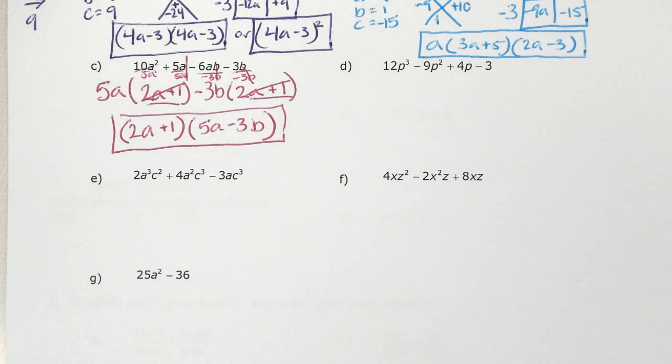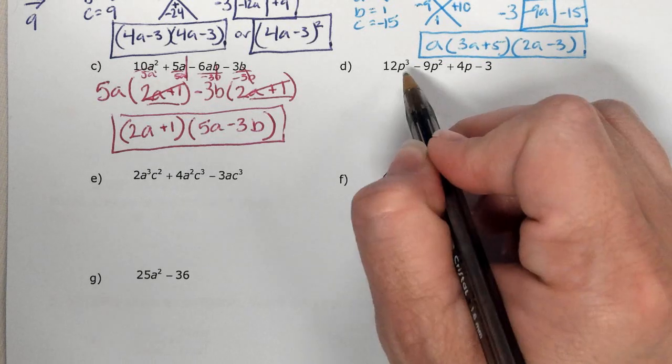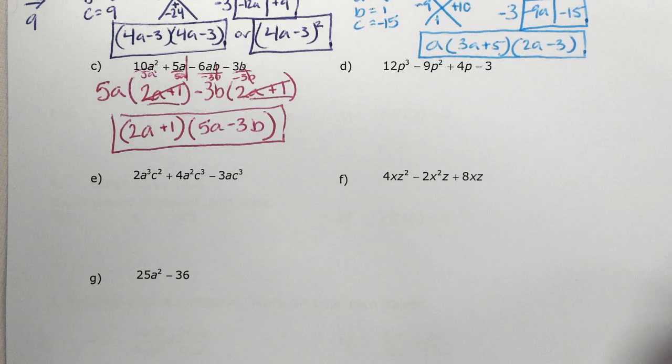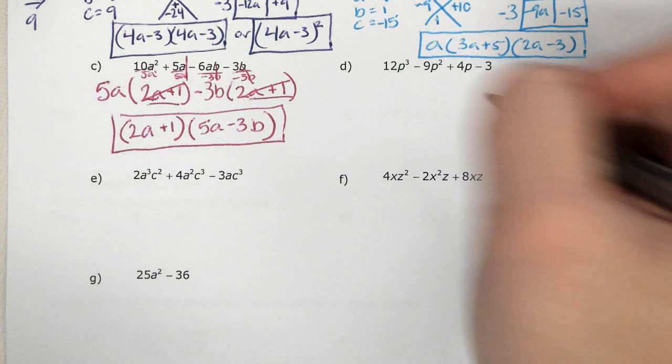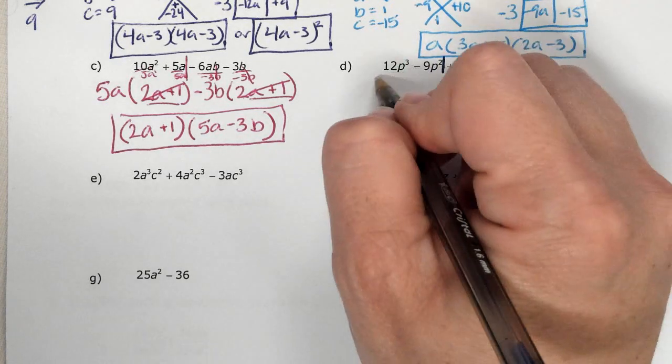So let's try the next one. So again, we check the whole thing for a GCF. So P, P, P. This does not have a P, so we can't take P out. 3 is my smallest number. 3 doesn't go into 4. 3 is prime, so there is no GCF. So we cut it in half, and we find the GCF of the first half.